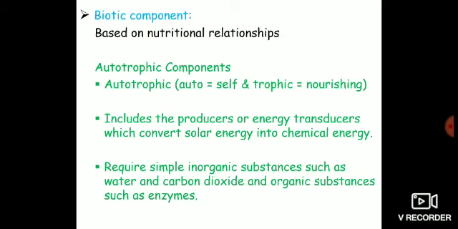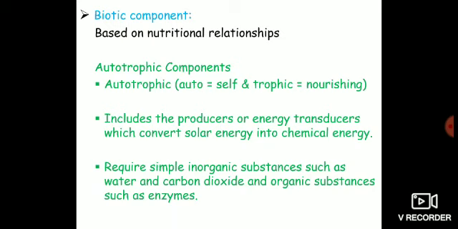In this component you have different types of living organisms, and depending upon the nutritional relationships of these organisms, they have been divided into two broad categories. The first category is the autotrophic component, and the second one is the heterotrophic component. Autotrophic organisms are those organisms which are able to manufacture their own food material. Okay, and this word autotrophic is derived from two words: auto, which means self, and tropic, which means nourishing. That means those organisms which are self-nourishing.